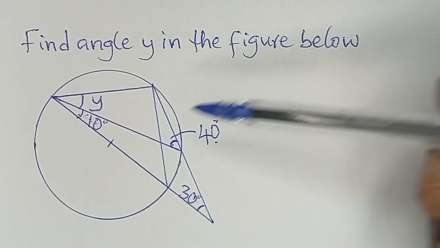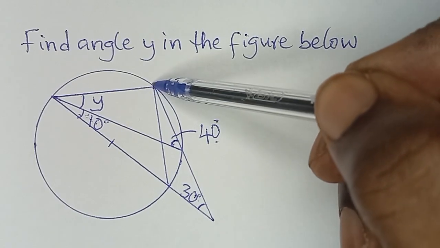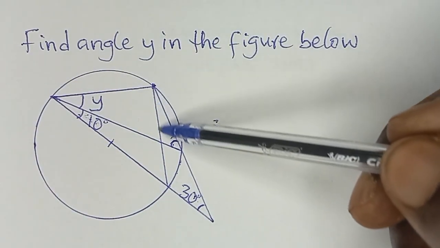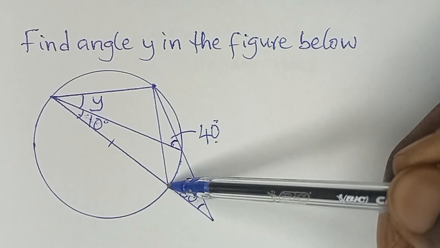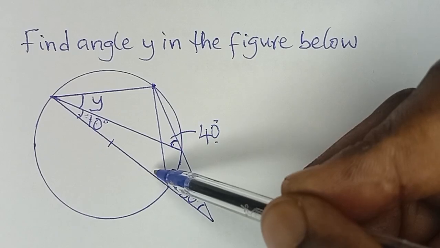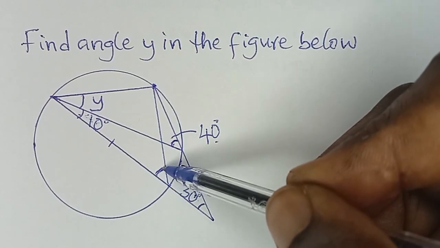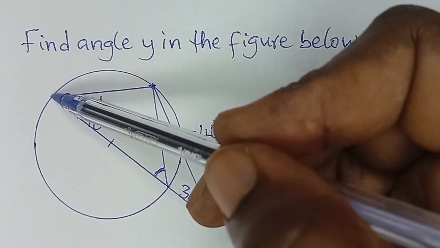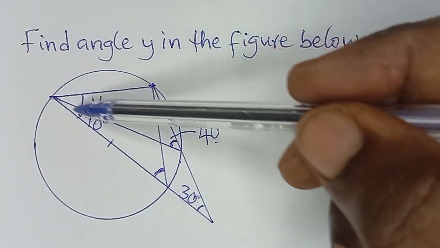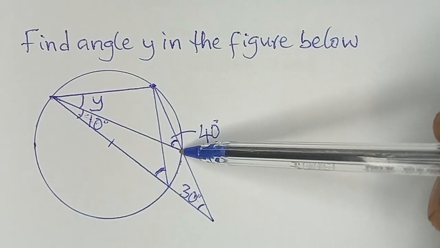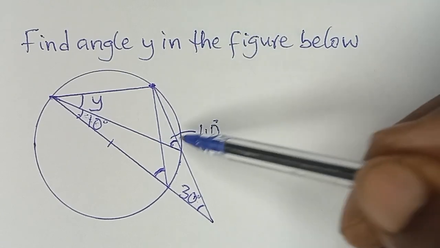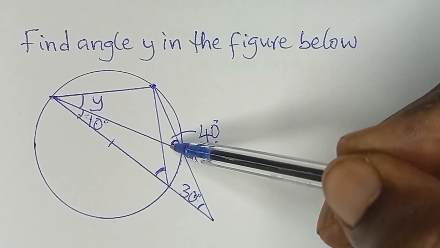Now, let's look at these two points. Look at this point and look at this point as well. We have this line coming to this circumference and then this line coming to this circumference to form this angle here. And then from the same two points that I'm talking about now, we also have this line coming to this circumference here, and then this line coming to this circumference here to form this 40 degrees.